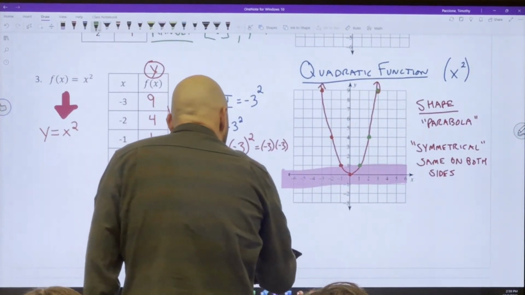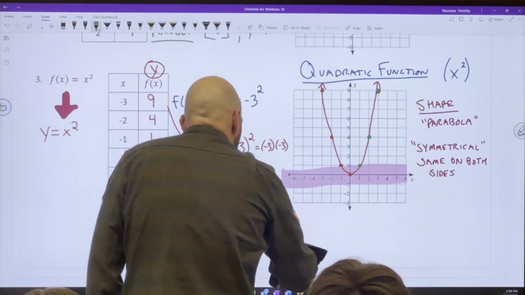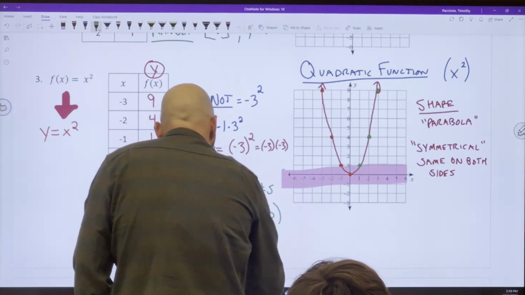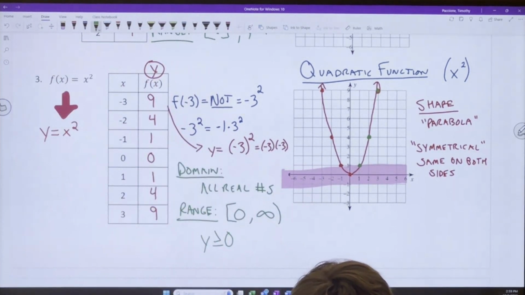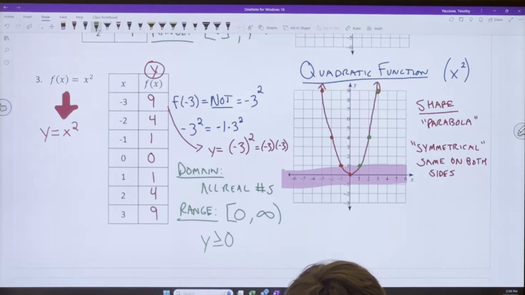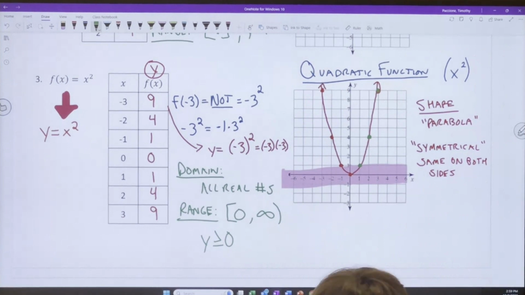And I can say it a couple different ways. So say 0, comma, infinity, or y is greater than or equal to 0. It can be greater than 0, it can be equal to 0, and that tells you the story, right? That's your range. Okay?